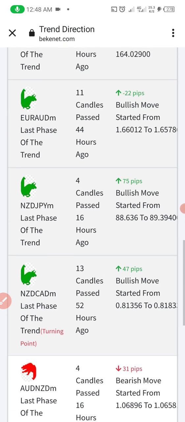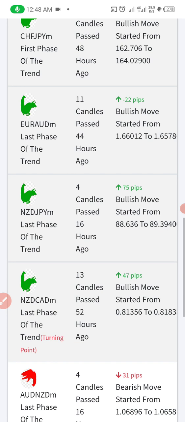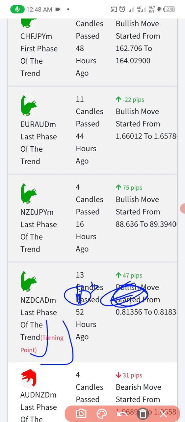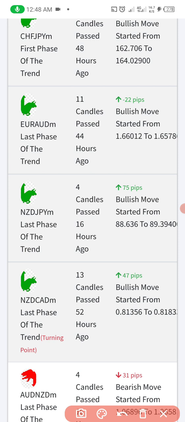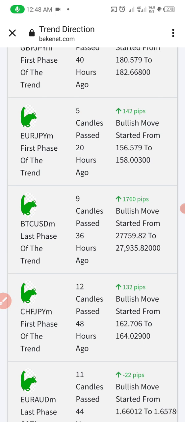Now, coming to that, this is where we'll talk about, like I told you, you don't have anything to do with last phase, except you see a turning point. Now, this turning point does not come out all the time. Listen now, listen. I've given you the first way of trading with the trend. That is your first strategy you are using to look for the first phase of any pair. First phase of any pair, look at it, write it down, or go back to the video and watch.